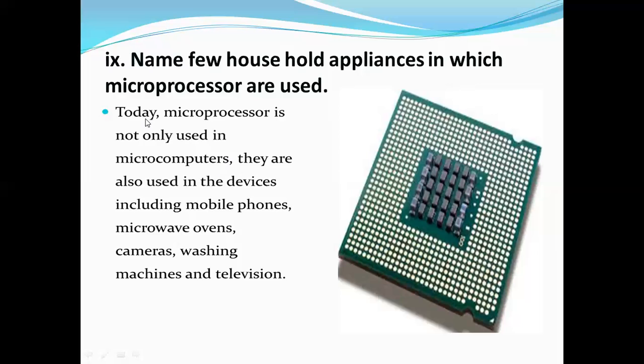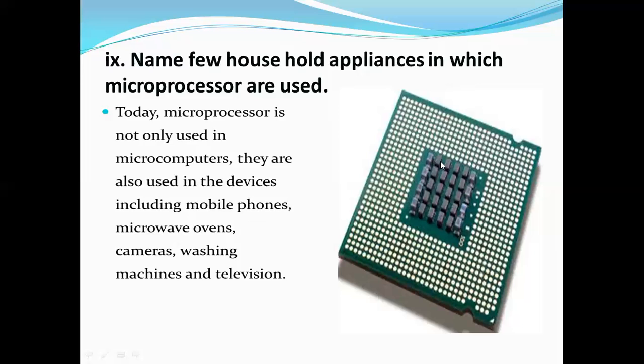The answer says that today the microprocessor is not only used in microcomputers, meaning the CPU is not only used in computers, but is also used in other devices, including the mobile phones which you hold in your hands now, which also use this kind of device.